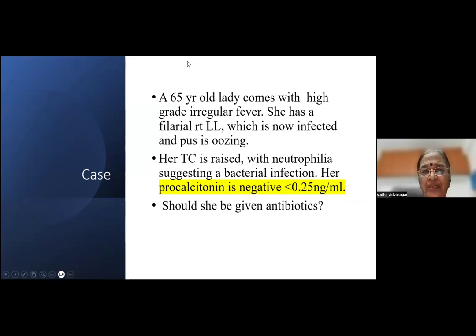Can you please answer on the chat box? Definitely yes. Some people are saying yes, ma'am. Right. Okay, so let's look at the answer. Of course, she should be given antibiotics.